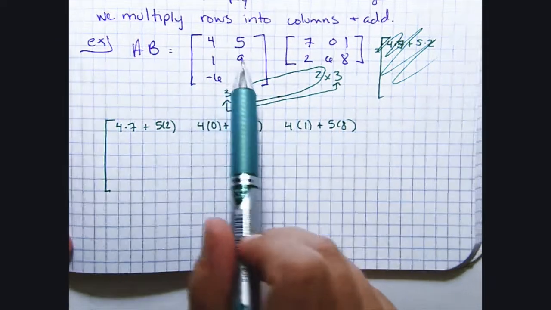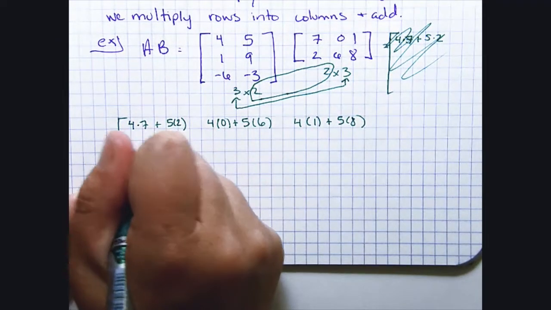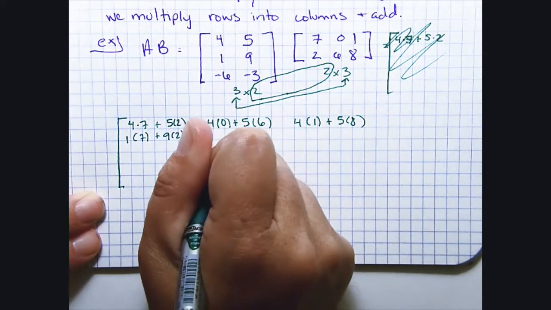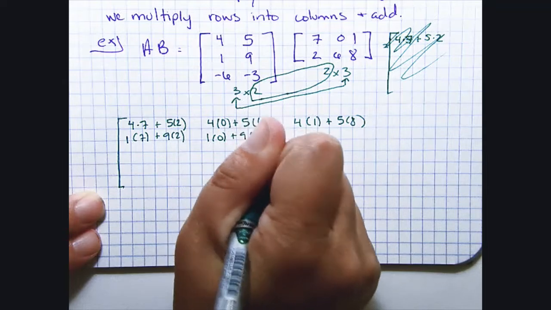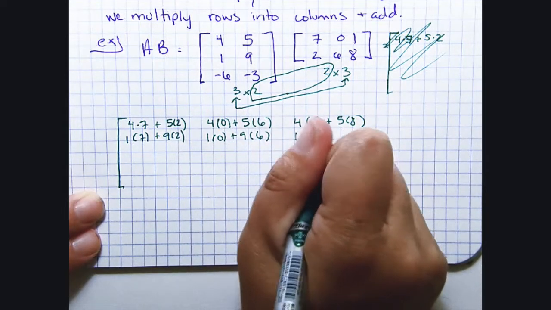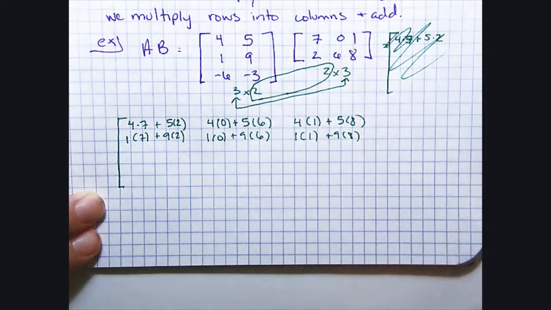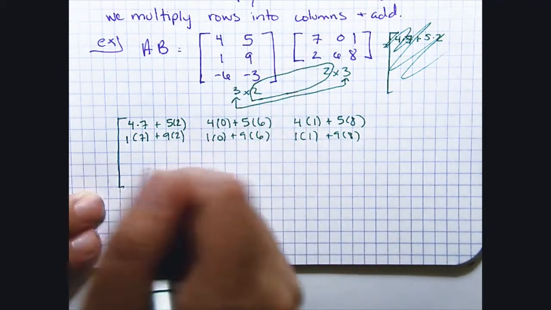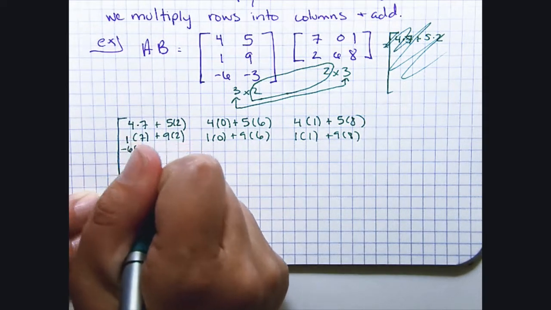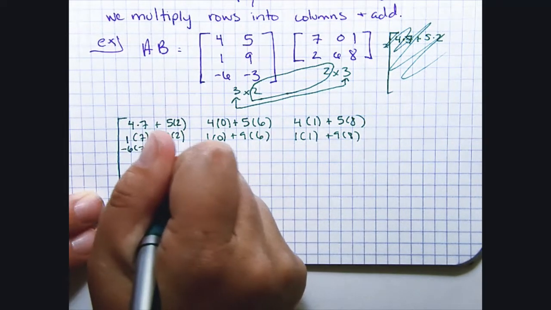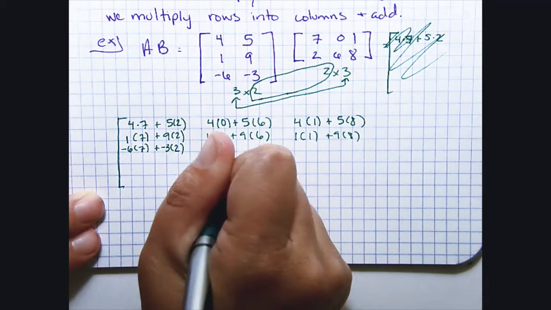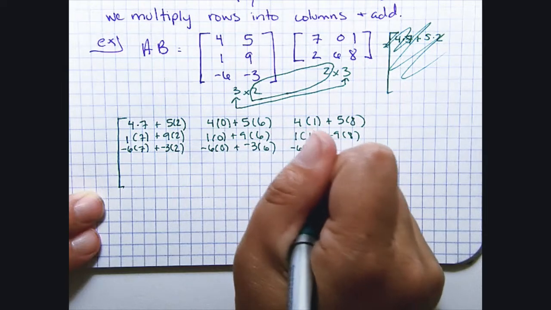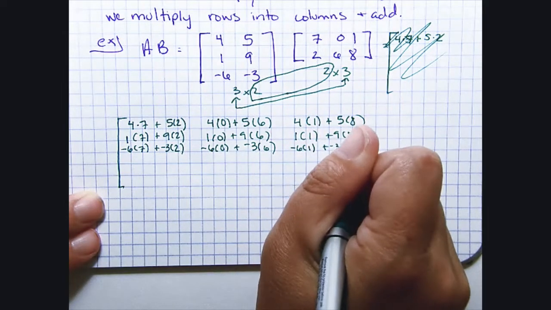Now we're going to multiply row 2 into all 3 columns. So it'll be 1 times 7 plus 9 times 2. And then 1 times 0 plus 9 times 6. And then 1 times 1 plus 9 times 8. And then finally, we'll multiply row 3 into each of the columns. And so it'll be negative 6 times 7 plus negative 3 times 2. Negative 6 times 0 plus negative 3 times 6. Negative 6 times 1 plus negative 3 times 8.